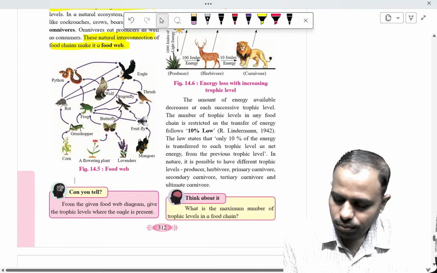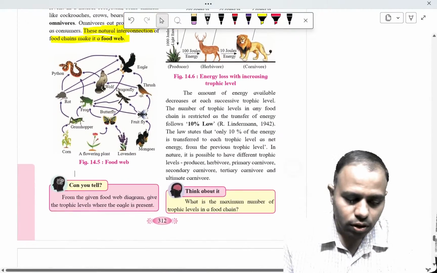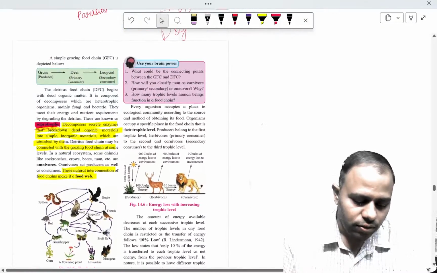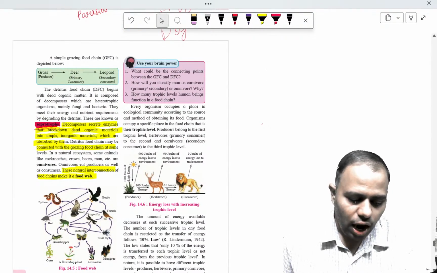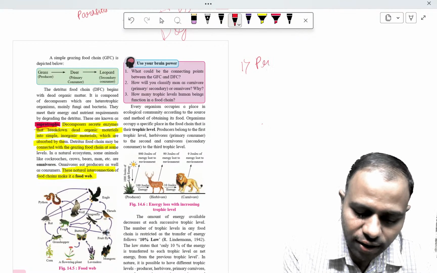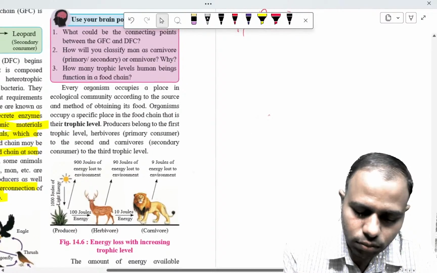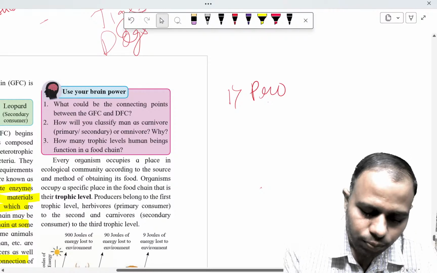Okay, so let's go to the next point, that is trophic levels. I told you the first level is what? The first level is of producers.